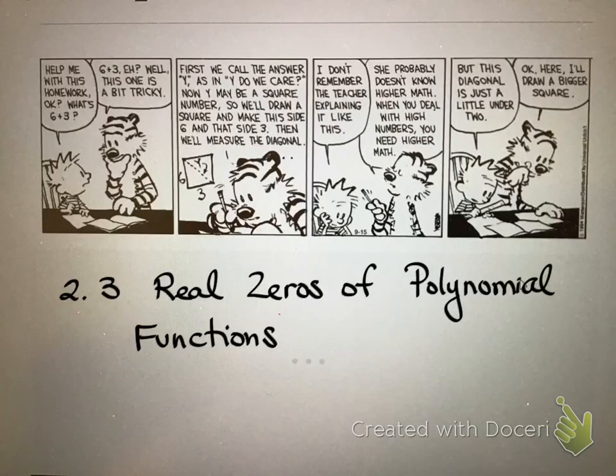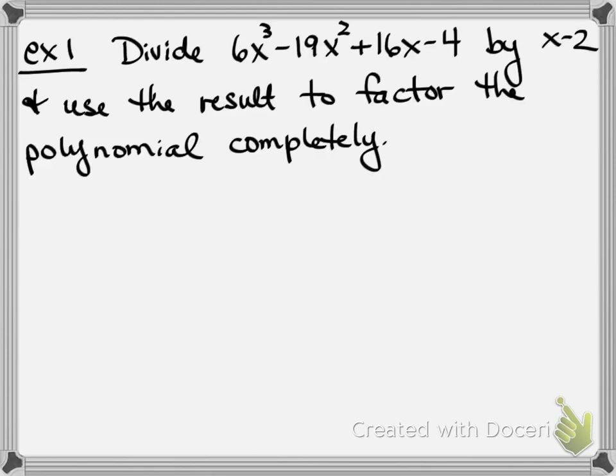Okay, here we go. 2.3, real zeros of polynomial functions. So remember, you can speed me up or pause it if needed. We're going to do long division. We're going to divide 6x to the third minus 19x squared plus 16x minus 4 by x minus 2. And then we're going to use that result to factor the polynomial completely.